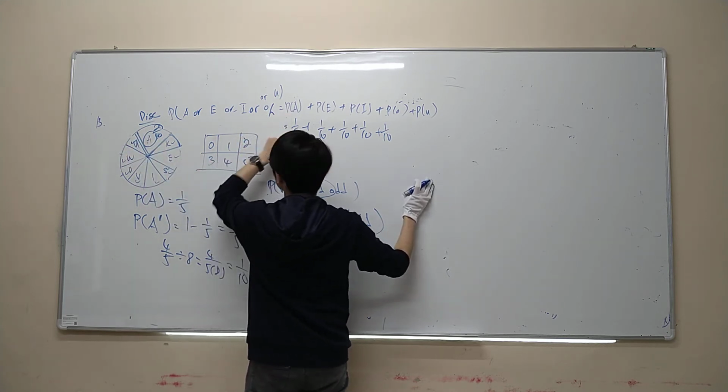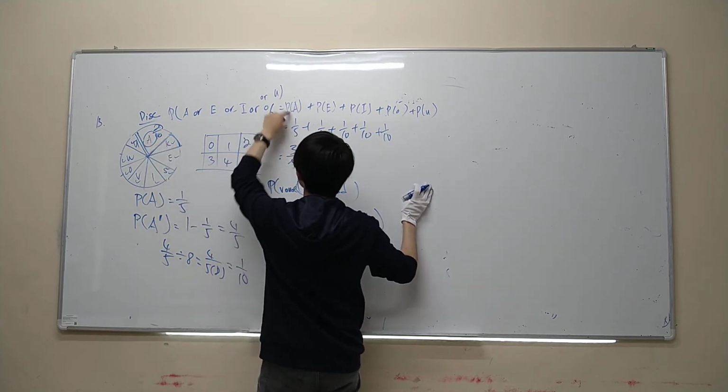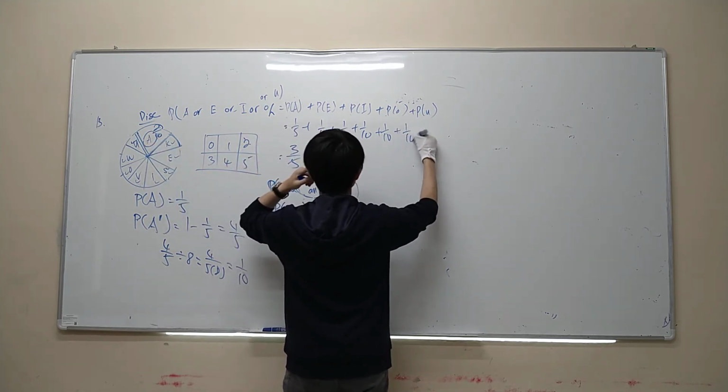Tapi A special, because A is not 1 over 10. It's 2 over 10. That's why I write 2 over 10. 2 over 10 dipotong is 1 over 5 lah. Right? So you have to plus 1 over 10 again.